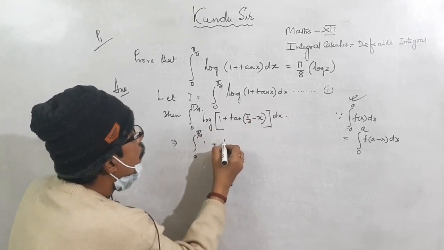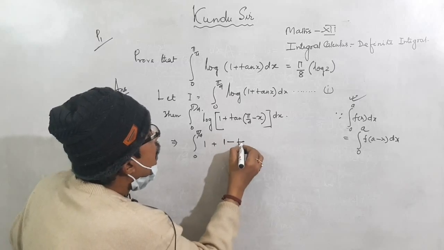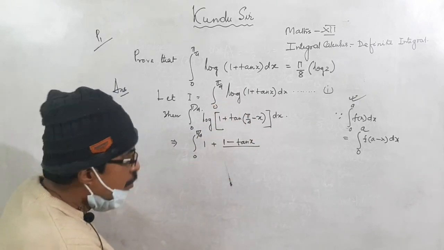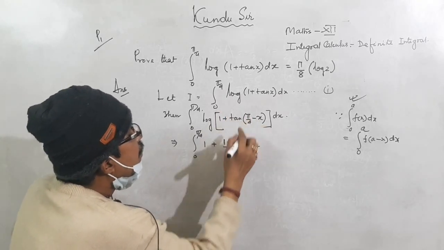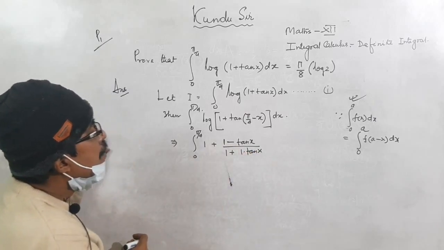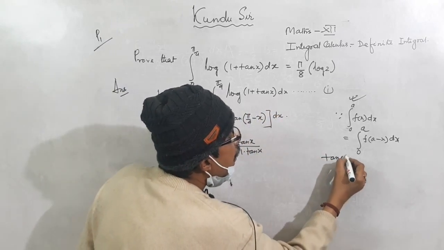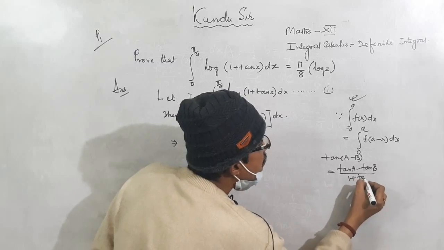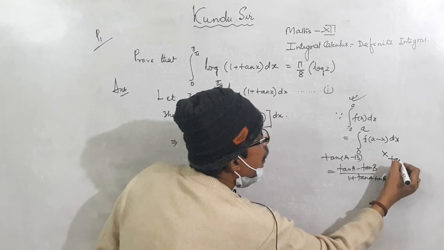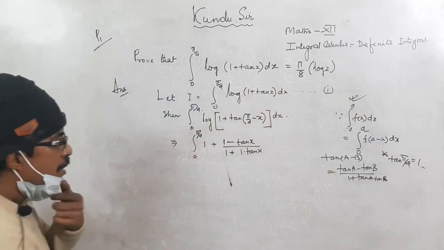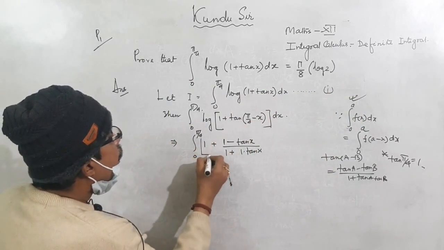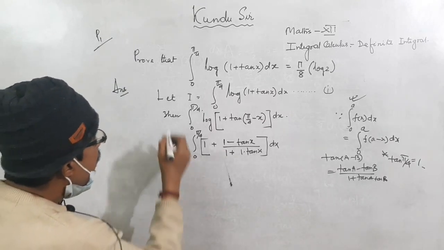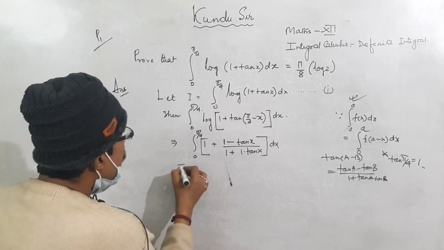What is tan a? tan(pi by 4) means 1. So tan(a minus b) equal to (tan a minus tan b) divided by (1 plus tan a tan b), also tan pi by 4 equal to 1, we are placing it in bracket, and thereafter we are writing I equal to the integral from 0 to pi by 4.